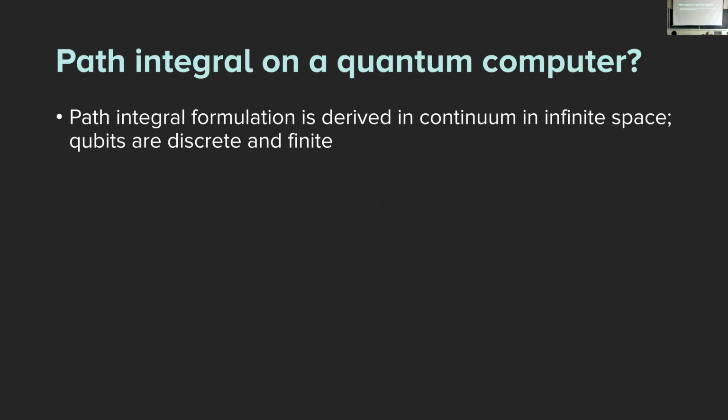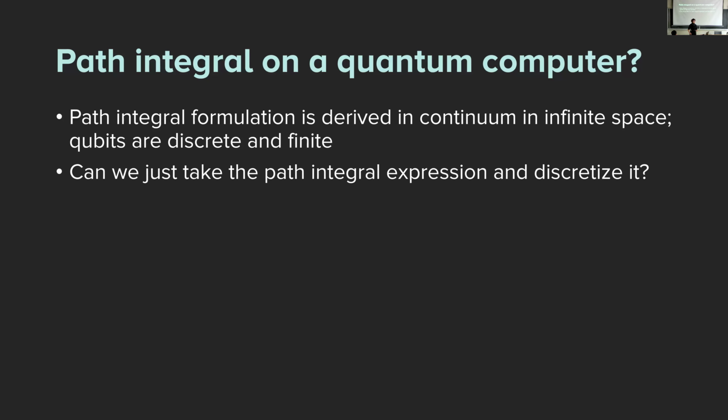So could we do path integrals on a quantum computer? The path integral formulation of quantum mechanics is derived in continuous, infinite space, and qubits are discrete and finite. So can we take the infinite continuous path integral expression and just discretize it and put it onto a quantum computer?